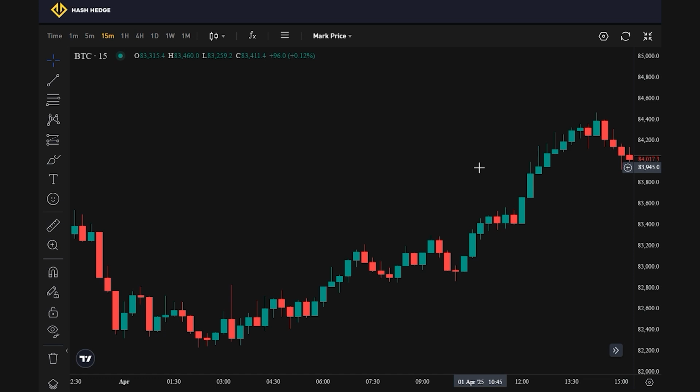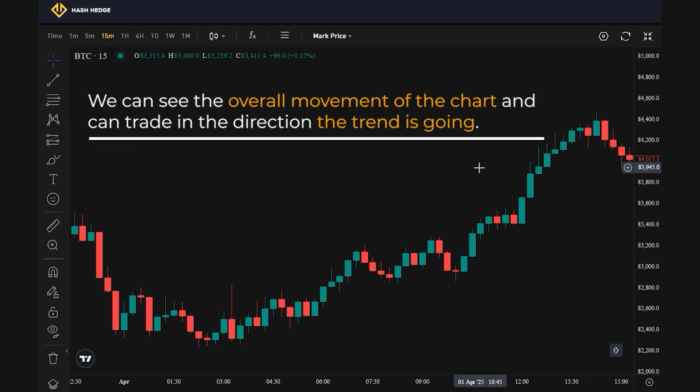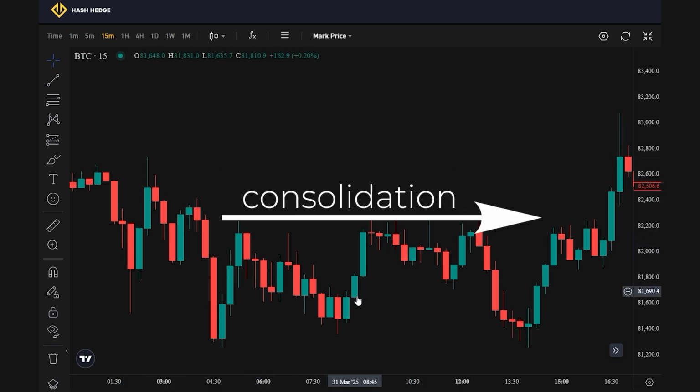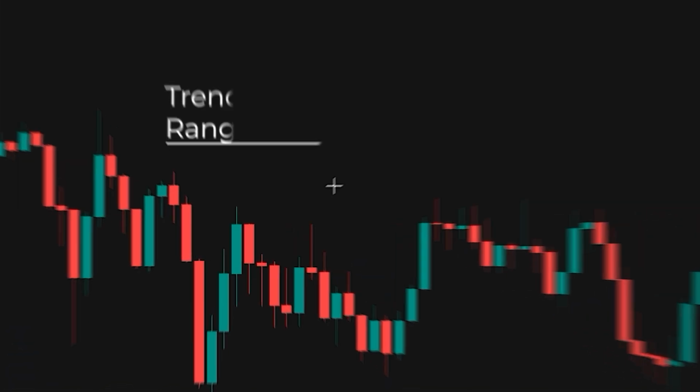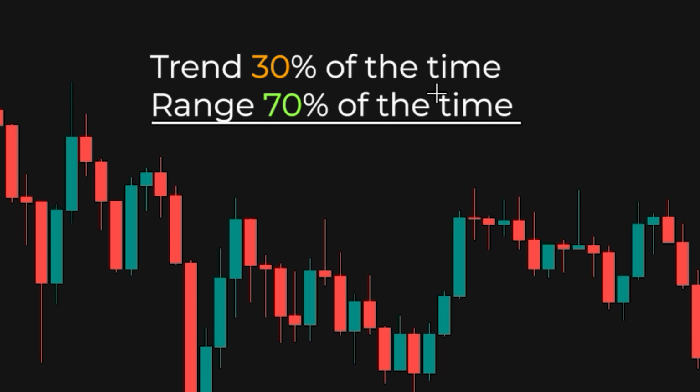Many traders find it easier to trade the trend because it is more predictable. We can see the overall movement of the chart and can trade in the direction the trend is going. There's even an expression, trend is our friend, but the problem is that the market is in consolidation most of the time, in the second state, while it spends about 30% of the time in a trend.